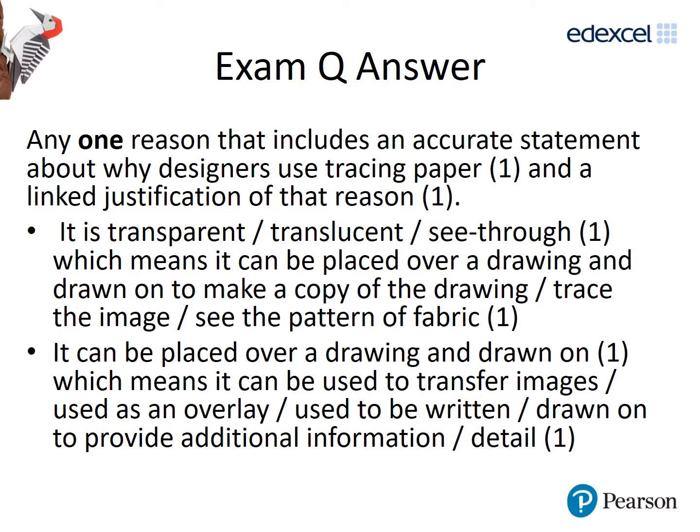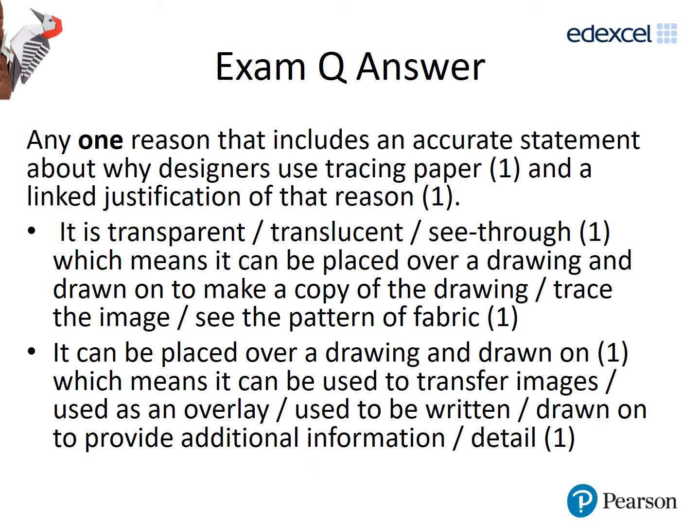Okay, so hopefully you've had some time to go through the question and have a go. What the example was expecting is one reason, so it's got to be an accurate statement about why designers would use tracing paper. That would be 1 mark. So that's one property, and then the link or justification gets you the other mark.